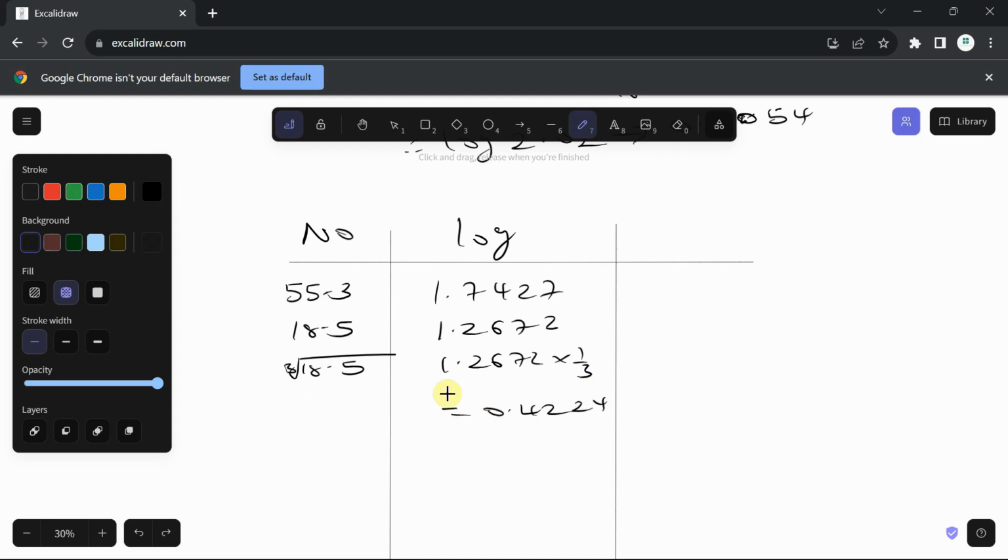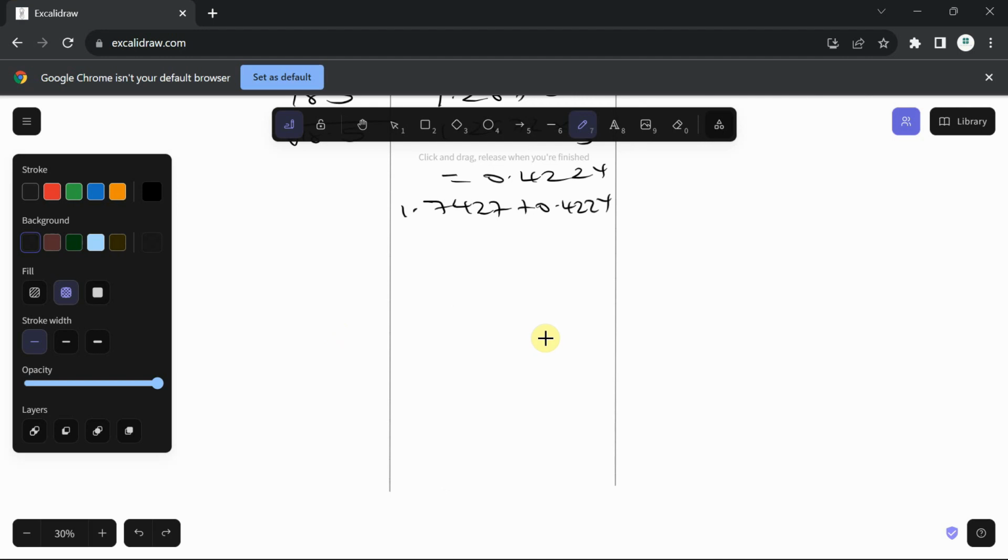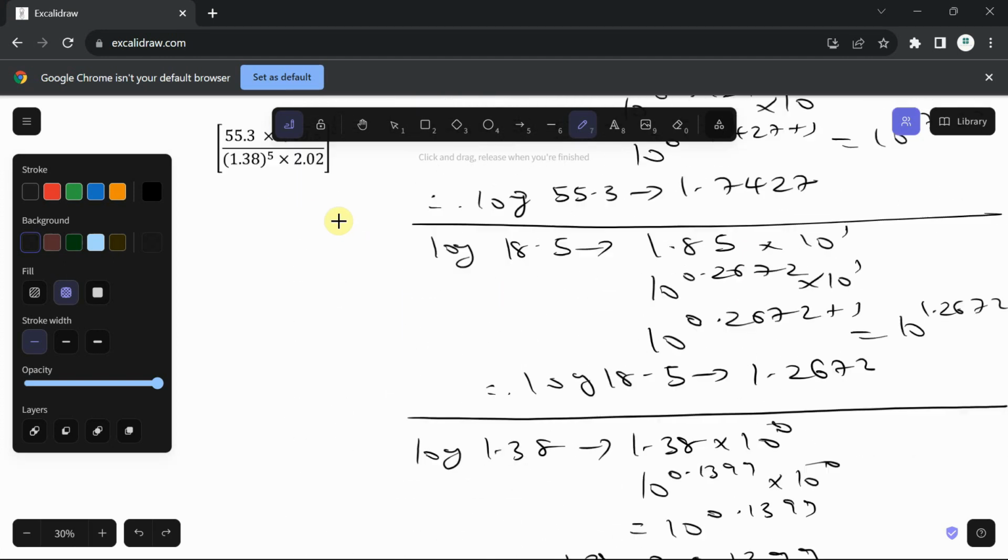0.4224. So at the top, I'll just be adding 1.7427 plus 0.4224. Just to confirm that is everything at the top. This is 2.1651, so I'm putting the sum at this side. So I'm done with the numerator.